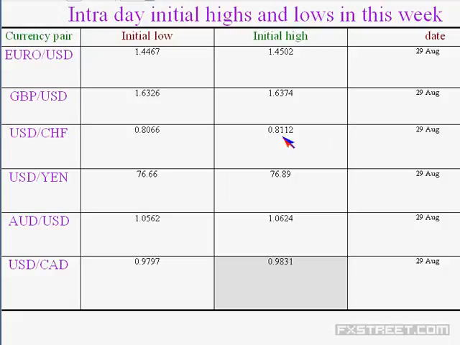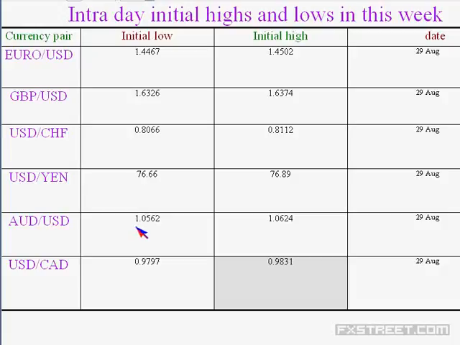Then Swiss franc, USD CHF or Swissy, 0.8066 is the low. That is undisturbed. 0.8112 is the high. That is also not disturbed. Currently it is showing about 25 pips positive net change, and Euro is also showing 11 pips positive net change. Euro has breached the high again and formed the new high 1.4510. The firming up move is happening now.